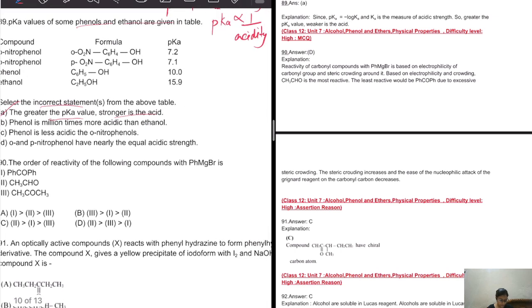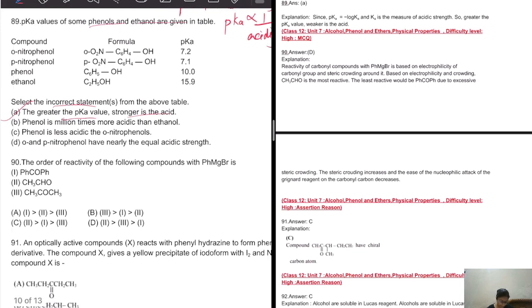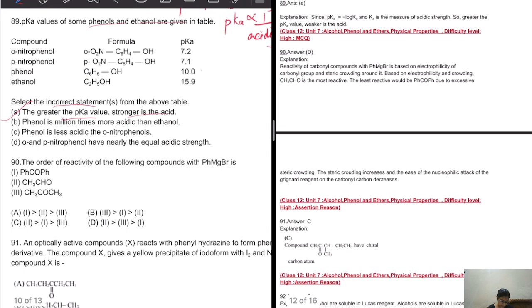Phenol is million times more acidic than ethanol. If phenol is acidic, its pKa should be lesser. Let's see. Phenol's pKa is 10 and ethanol is 15. So there's quite a huge difference. Phenol is less acidic than orthonitrophenol. See, phenol pKa is 10 and orthonitrophenol is 7.2. So this has lesser pKa, so it will be more acidic. So this statement is also true.